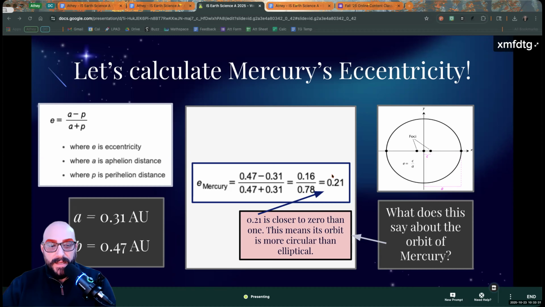Okay, but if we calculate that for Mercury, you can see that ratio comes out to 0.21. So it's very circular, right? Very circular.